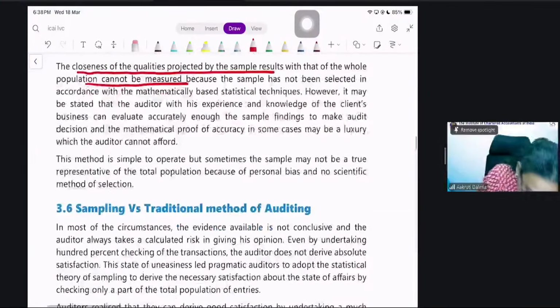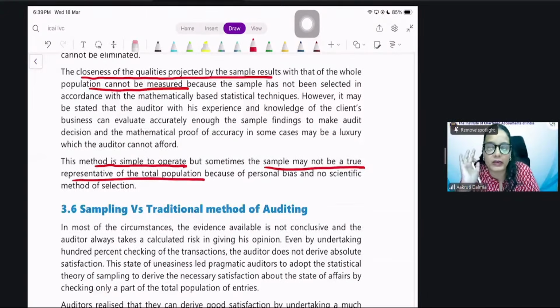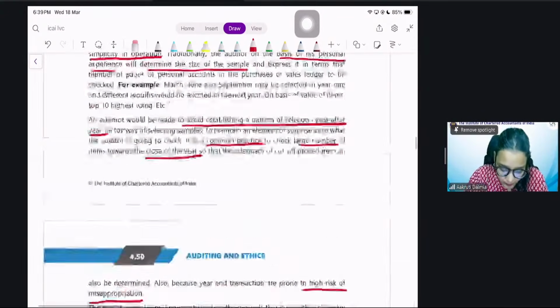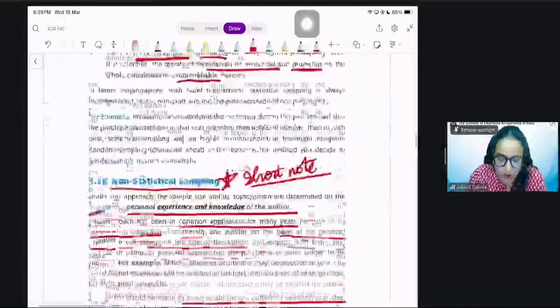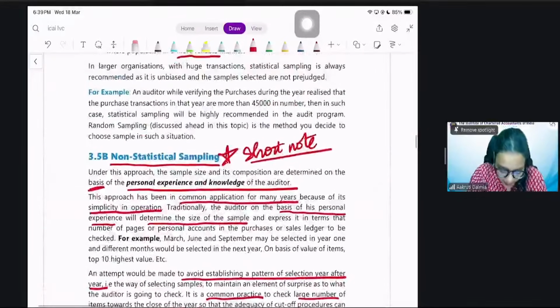Okay. This method is simple to operate, but sometimes sample may not be a true representative of the total population. Everyone clear? Okay. So this much you have to remember. It's quite easy. So I'll quickly let you know the main words.